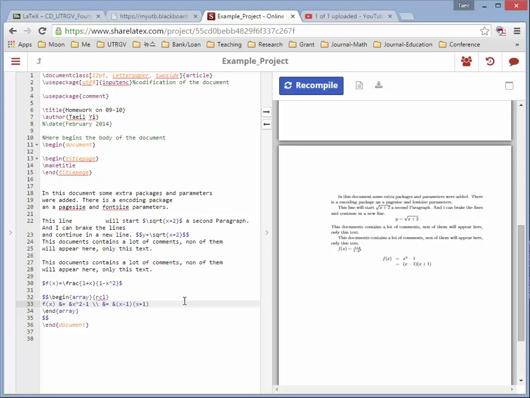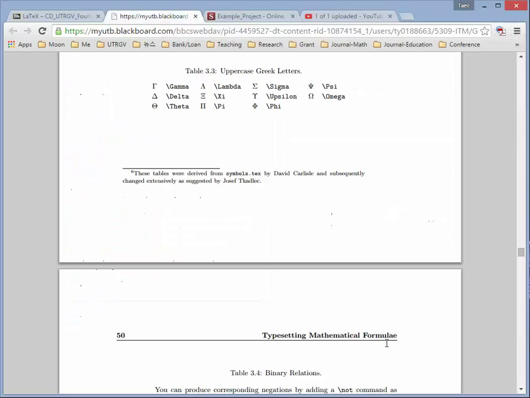So these are the basics of LaTeX for math equations, but you will need something more. Please just let me know if you cannot find that information from that PDF file. Okay.